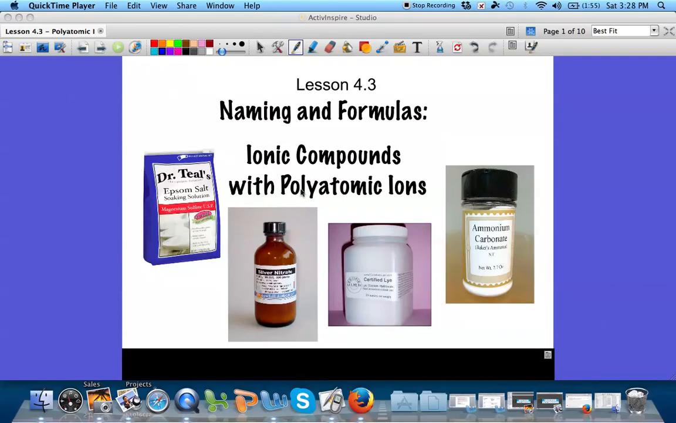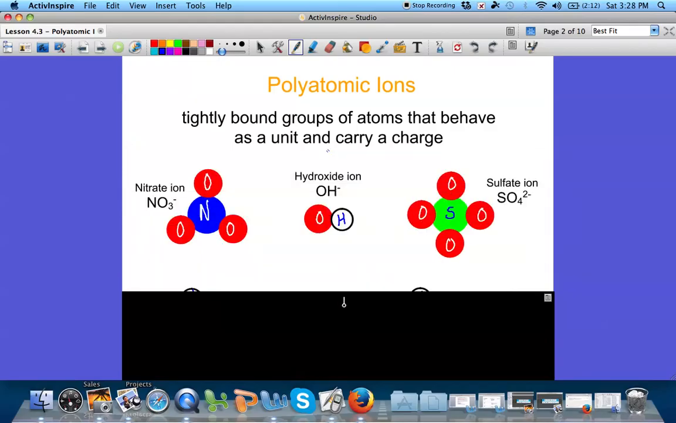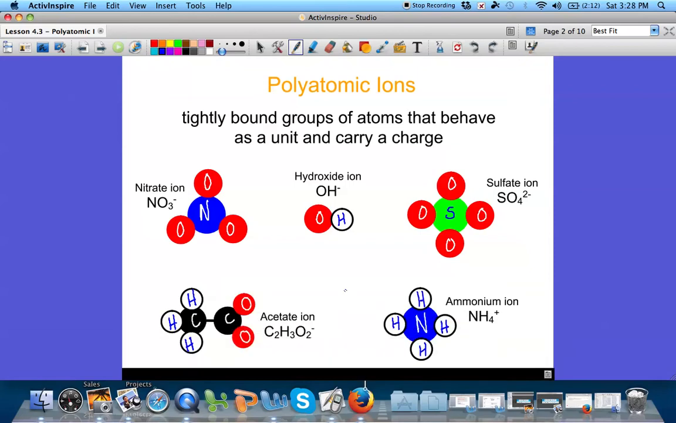We previously talked about compounds that only had two types of elements, but polyatomic ions refer to more than two types of elements. So a polyatomic ion is a tightly bound group of atoms that behave as a unit and carry a charge. The formula for those polyatomic ions is always going to be the same, but they're going to have a charge to that group. So here we have some examples.